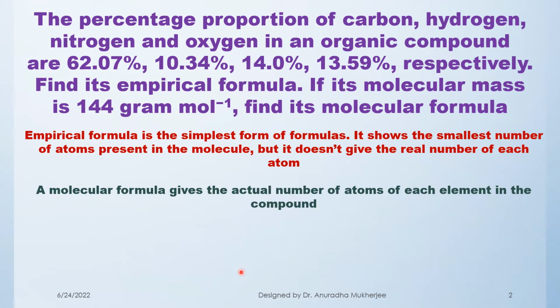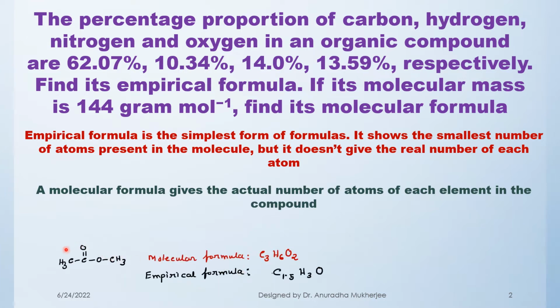Now let's take an example. This is the ester molecule. So here the molecular formula will be C3H6O2. Now the empirical formula will be the simplest form of formula, where the smallest number of atoms are present in the molecule. So if we divide each number by 2, then we can see carbon is 1.5, hydrogen 3, and oxygen 1. So this is the empirical formula and this one is the molecular formula.